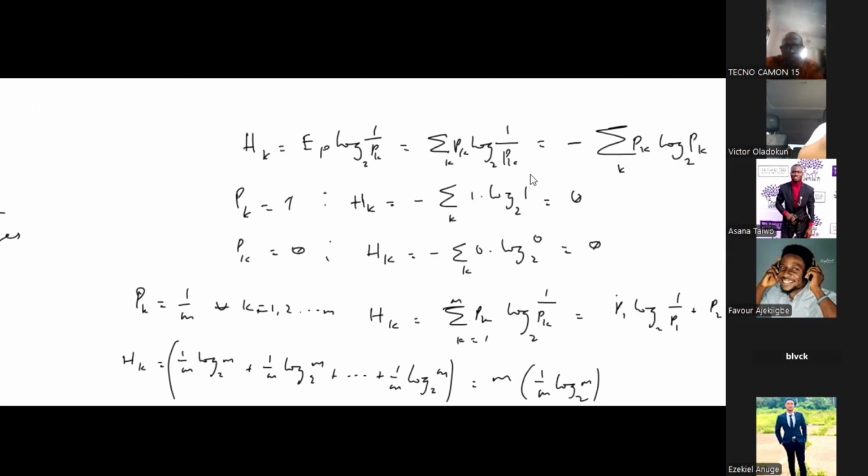Because we have 1, 2, 3, 4, 5, 6 to the mth order. So technically, we can compress this to say we have m of this, because they are all the same. They all look alike. They are all equally likely. Then this can cancel this, and we now have log m base 2. So when the symbols are equally likely and independent, the average information is the same as log m base 2.